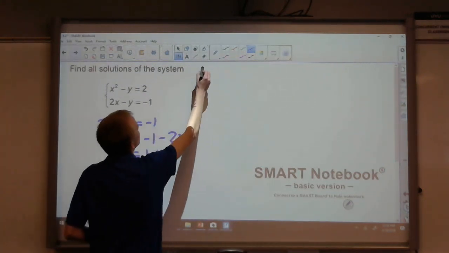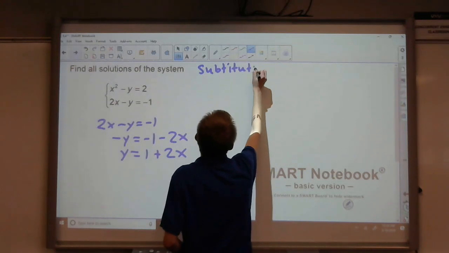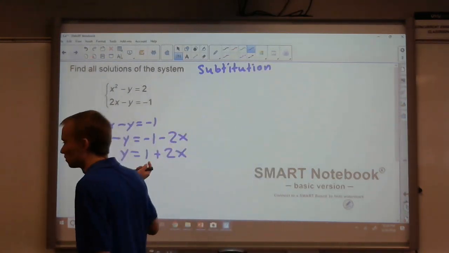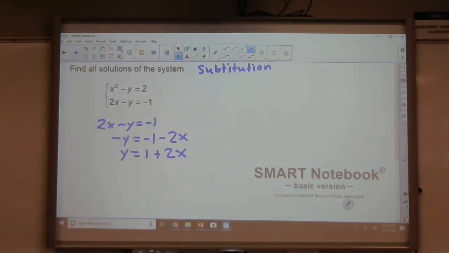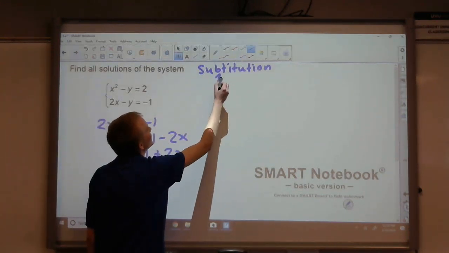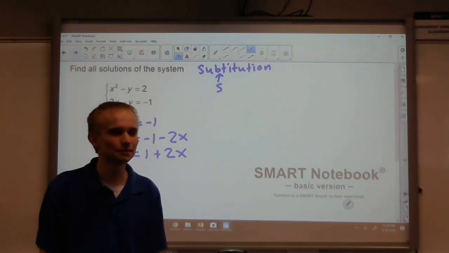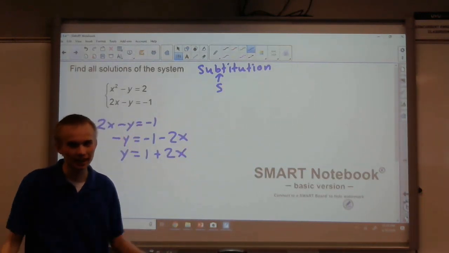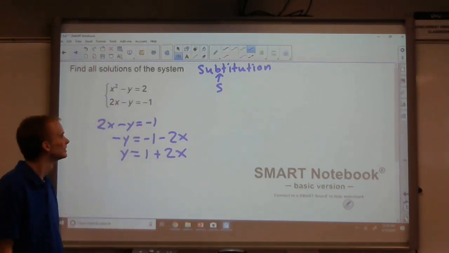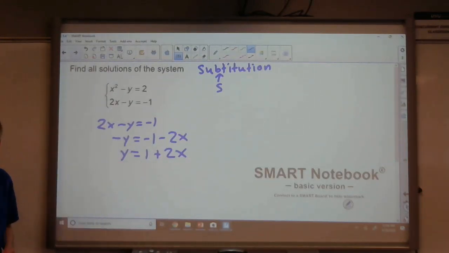Okay? And maybe I'll write up here, I'm using substitution. Okay? So I'm solving for a variable. Whoa, substitution. Should be an S here. I don't have you guys here to correct my spelling. Where are you guys? I need you. Come on. Okay, so we've got y equals 1 plus 2x.